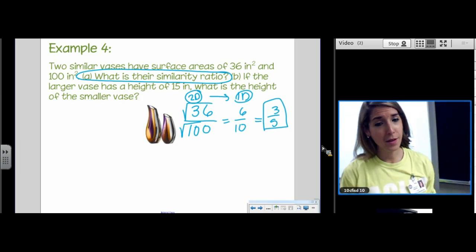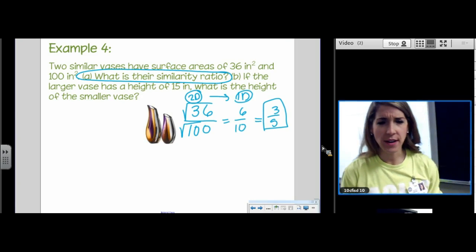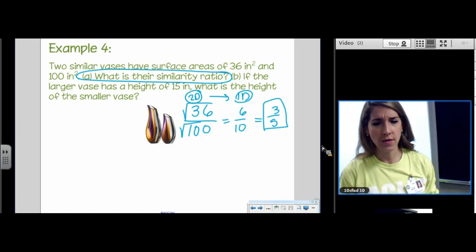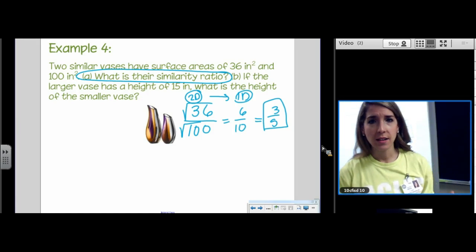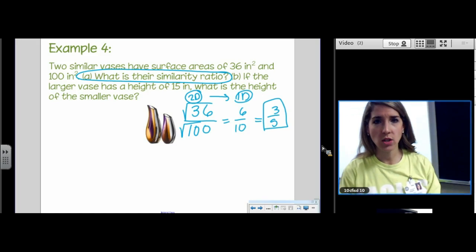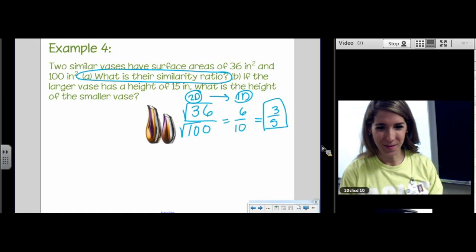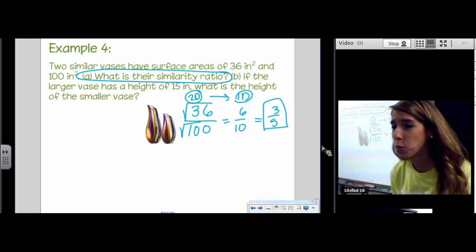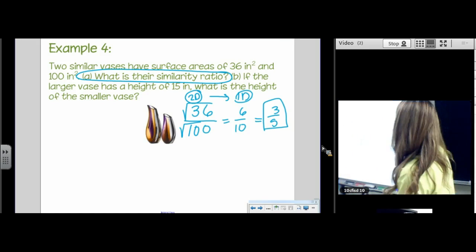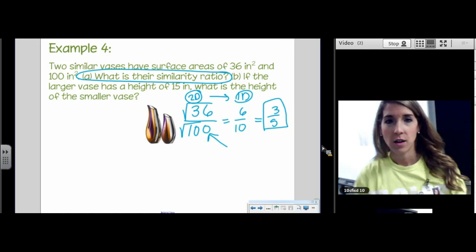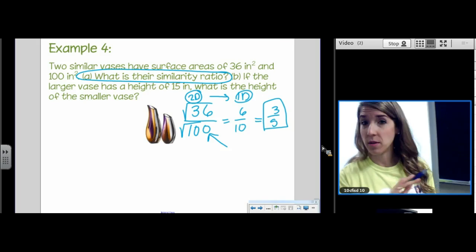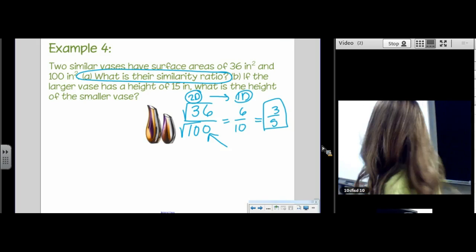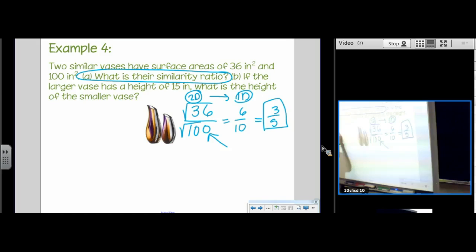Now, if the larger vase has a height of 15, what's the height of the smaller? So height, how many dimensions is height? 1D, 2D, 3D. Oh, Graham, you're already answering it. Height is one-dimensional. So we don't want to use this ratio, 36 and 100, because that one's 2D. We want to use our 3 to 5 because that's 1D. So 3 is to 5, that's 1D, as X is to 15.